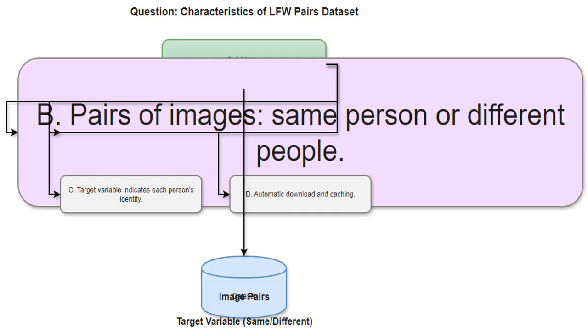This is the core idea behind the LFW pairs dataset. What you get are image pairs. Some pairs show the same person, and others show different people. This setup is perfect for training algorithms to identify if two faces belong to the same person. Think of it like a who's who photo album, only with a twist.